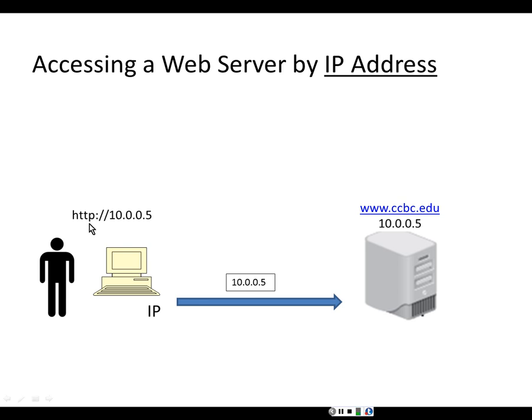If the user types http://10.0.0.5 and presses the enter key, then the IP protocol will send a packet to 10.0.0.5, and that's the web server. But the thing is, people usually do not access web servers by IP address. I mean, they could if they wanted to, but they usually don't. The user usually types in the host name. The user usually types www.ccbc.edu and presses the enter key.